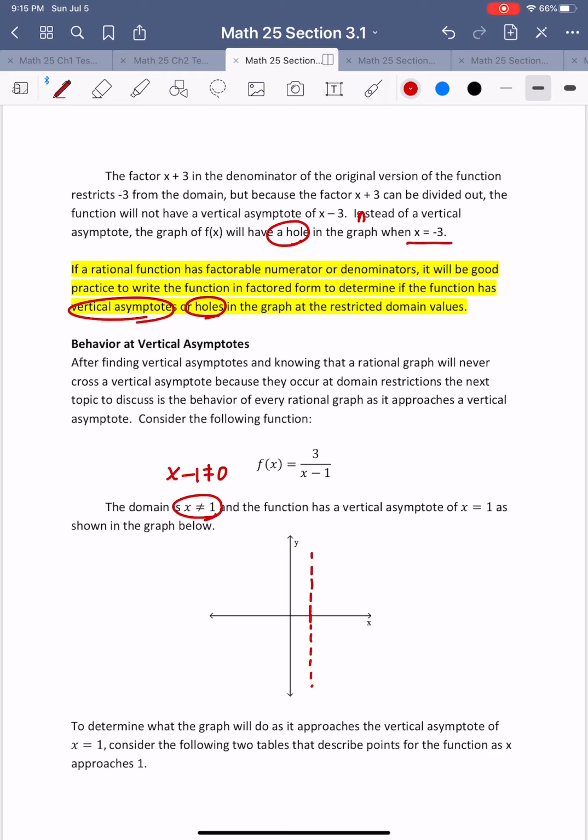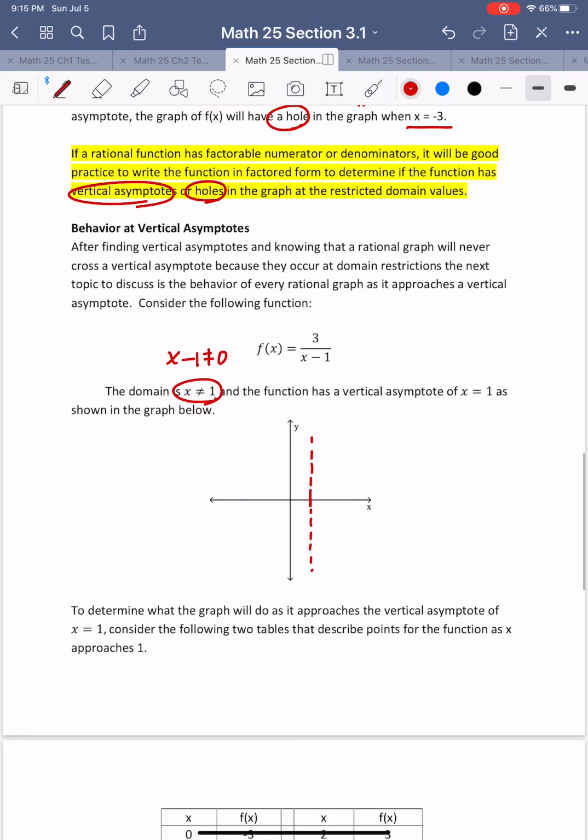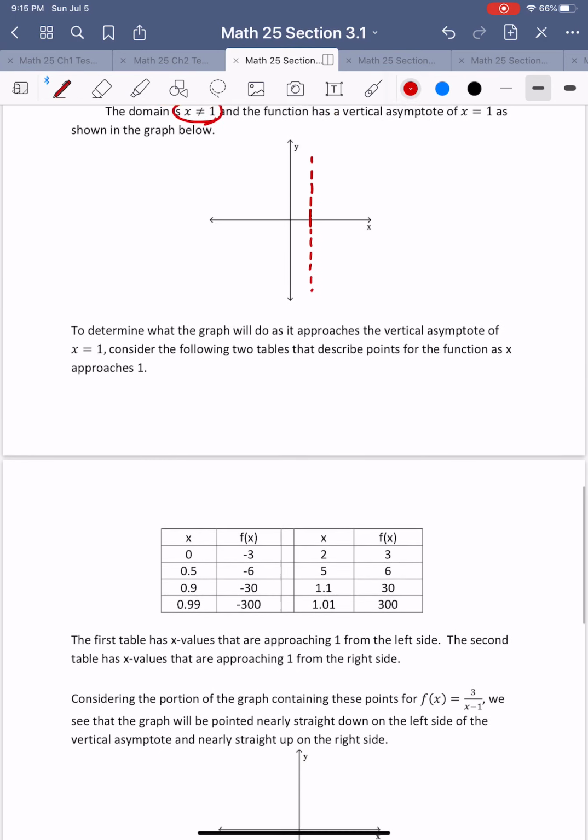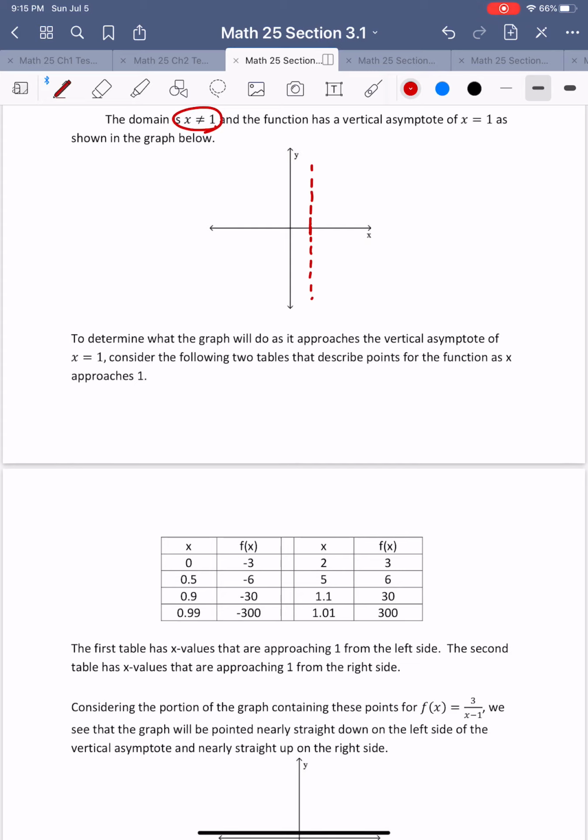And then we determine what the graph will do as it approaches the vertical asymptote x equal to 1. The following two tables describe the points of the function as x approaches 1. In this case, we are using 0, negative 1.5, and then getting close to 1, negative 0.99, and as you notice, the value of y is going to be very, very big, isn't it? So from here to over here, and then it's getting bigger and bigger, right? So you get this kind of graph. It's going down this way.